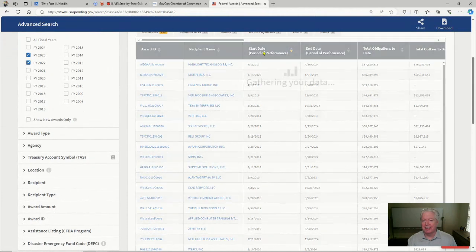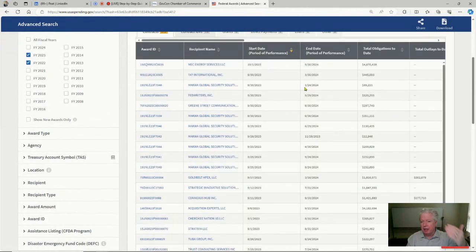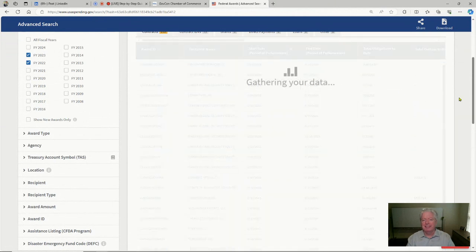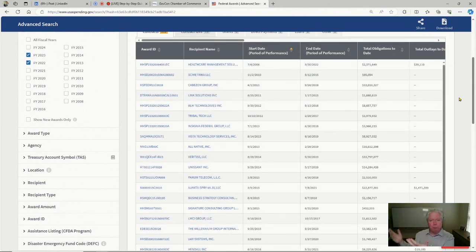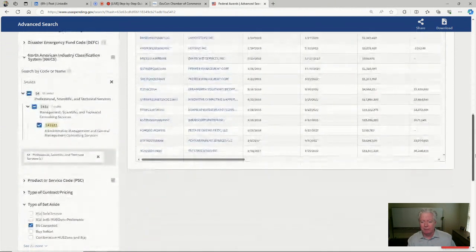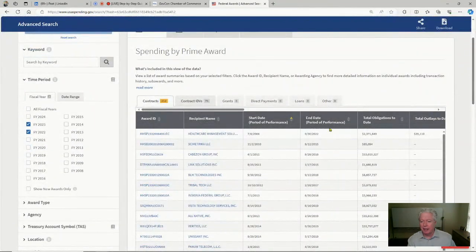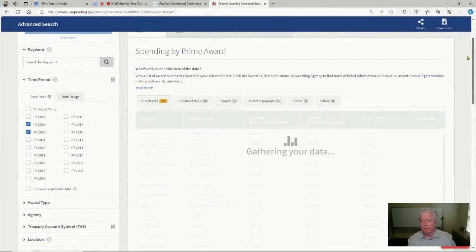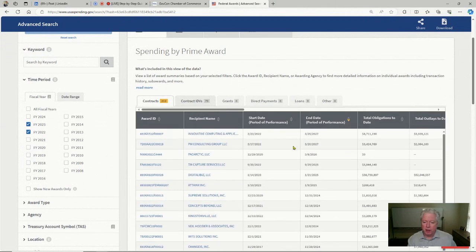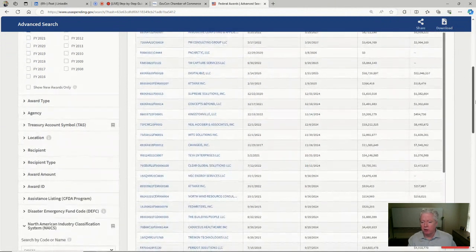So one of the things I'm going to do here, if I'm thinking about trying to build my pipeline and I'm looking at opportunities that might be expiring, for example, I can start looking at some of these. I hate it when they have all this data that's old. I can't really fight that. Let me just switch it this way. Okay, so I can see the contracts that are farther out.